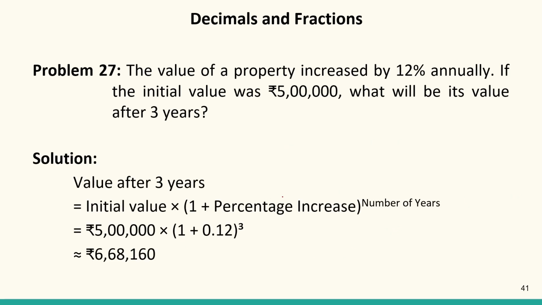Okay, we have used a formula down here, that is 1 plus percentage increase to the power of the number of years. So this will be equal to 5 lakh into (1 plus 0.12) to the power 3, that is 6,68,160. We can use the direct formula here. How this formula is derived, we will learn in the topic simple interest and compound interest, in the further lectures coming soon.